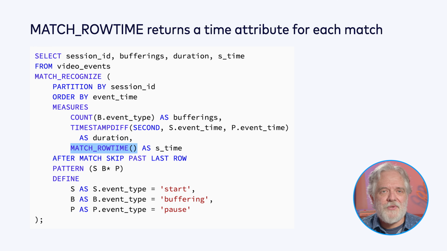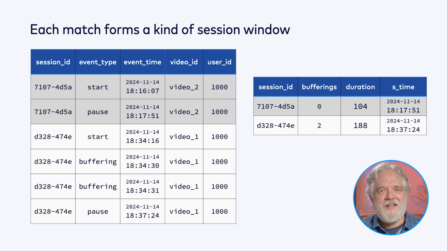But first I want to show you how the output table looks. Each row of the output corresponds to one instance of the pattern having matched a session. The output is reporting the number of buffering events, the duration of the session, and there's the time attribute. I've called it S time.